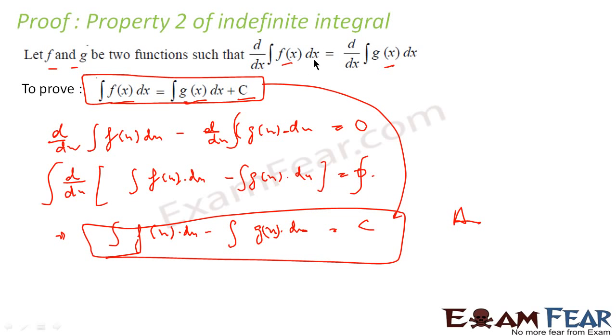So very simple, I just had this function, I found the derivative, and I found the integral was constant, and thus I can prove that integral of f(x) dx is equal to integral of g(x) dx plus c. So the point to note here is, if there are two functions and the derivatives of those two functions are equal, that means those two functions are similar functions and they differ by a constant.